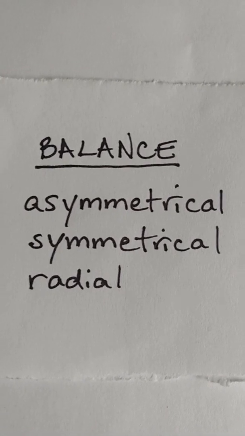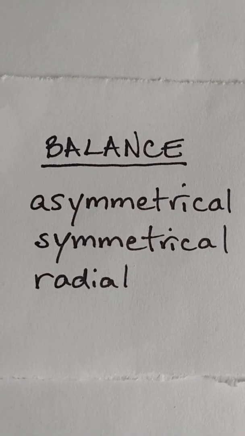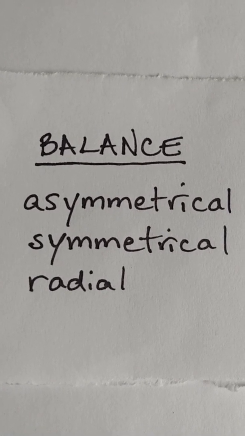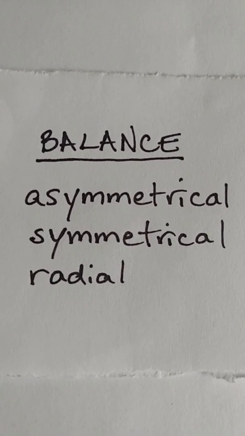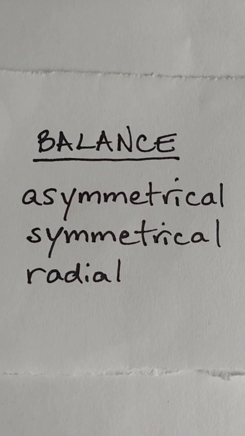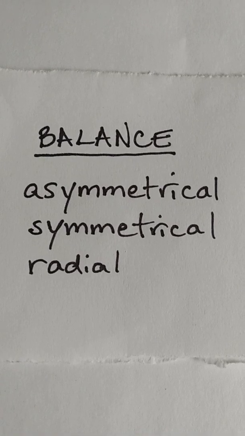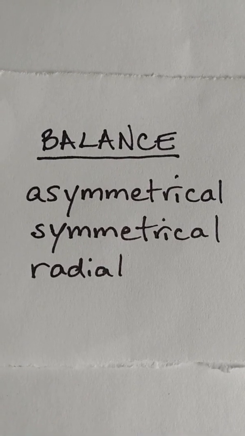Hello everyone. In Art Live for the week of April 20 through April 24, we looked at the principle of design named balance. There are three types of visual balance: asymmetrical balance, symmetrical balance, and radial balance.